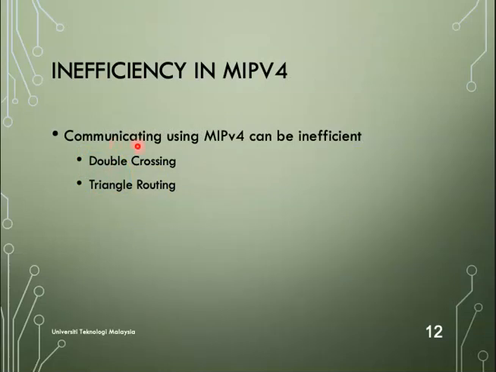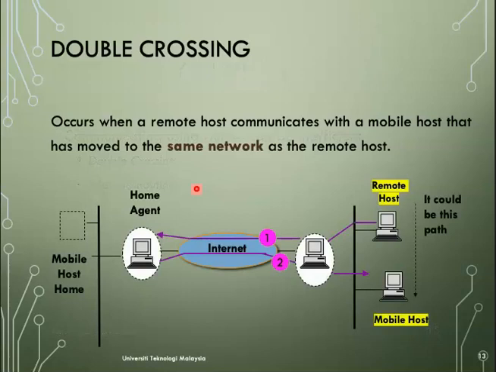So there is inefficiency in mobile IPv4 resulting from the processes that we have shown just now. It can be inefficient because of double crossing and triangle routing. Double crossing occurs when a remote host communicates with a mobile host that has moved to the same network as the remote host. Recall the example before. The remote host is the entity that wants to communicate with the mobile host.